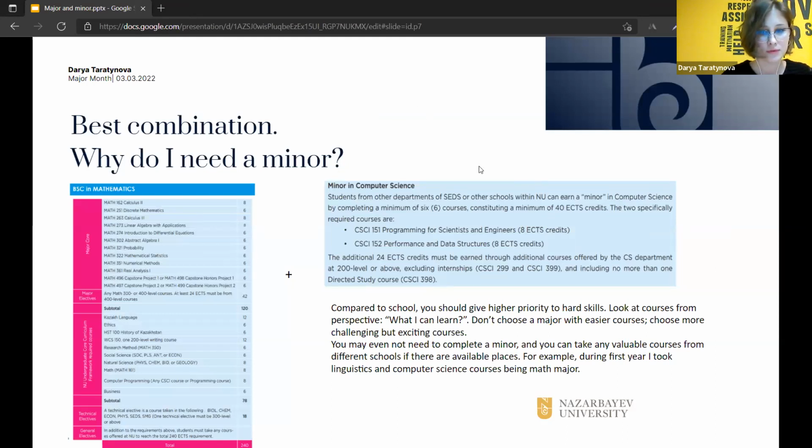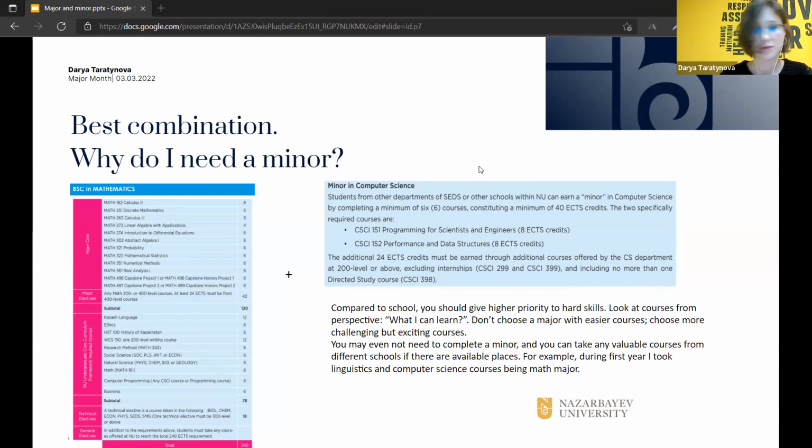Compared to school, you should give high priority to hard skills. Look at courses from the perspective of what you can learn. Don't choose a major with easier courses. You may think that these courses are easier because you have a good foundation, because you have a good background, but at the end, I think that when you graduate, you will experience that you still don't have enough knowledge to be as proficient as your peers. So try to choose more challenging but exciting courses.